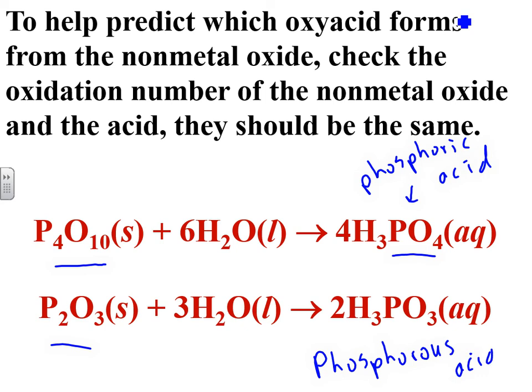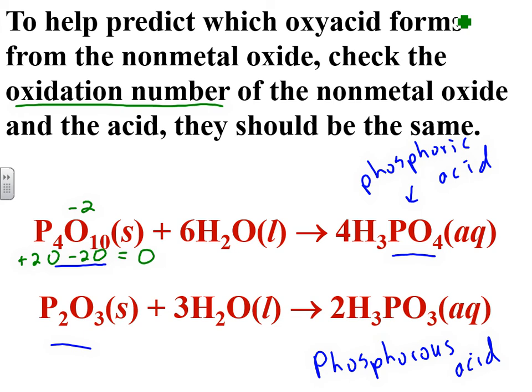Now, the way to figure out which one it'll be is to actually take a look at the oxidation number. So here it says, to help you predict which oxyacid forms, look at the oxidation number. It should be the same. It's important to understand that this is not a redox reaction, so there is no oxidation number changing. So if you analyze phosphorus here, we have 10 oxygens. Each oxygen, remember, is -2. If we have 10 of them, we have a -20 on the oxygen side. We must have a +20 on the phosphorus side because the whole thing is 0.